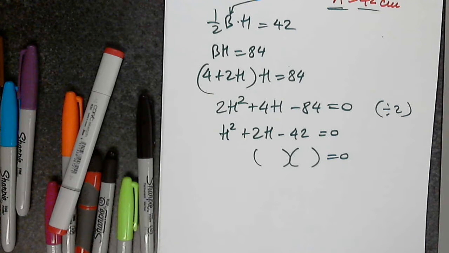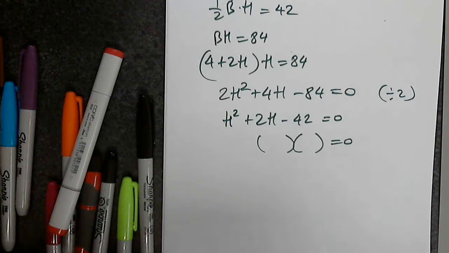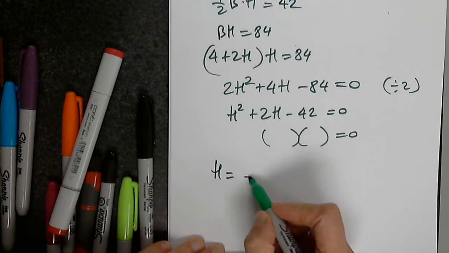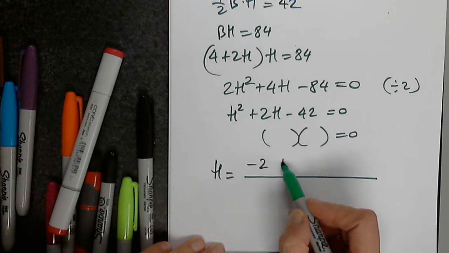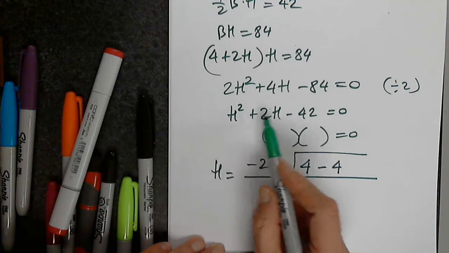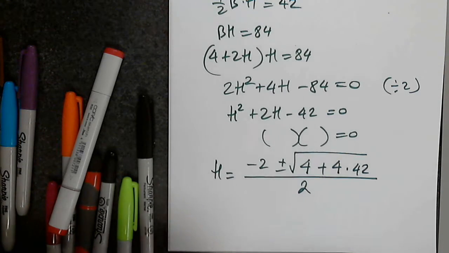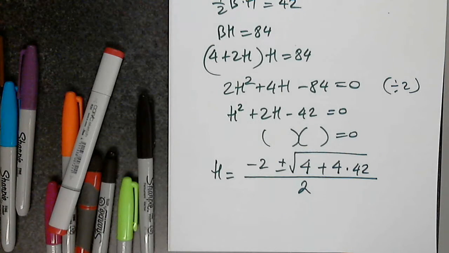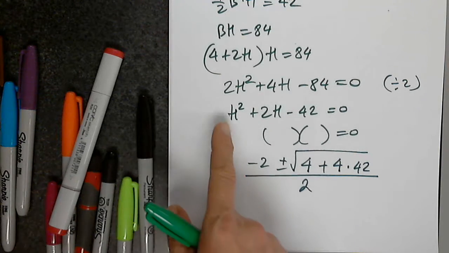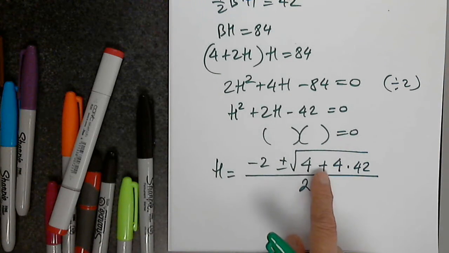Since it appears that this is not factorable, because I cannot find two numbers whose product is negative 42 and whose sum is 2, then I will use the quadratic formula. Negative b plus or minus the square root of b squared minus 4 times a times c, over 2a. So I should have had here negative 4 times 1 times negative 42, but I had two numbers that were negative. That's why I changed that into positive.